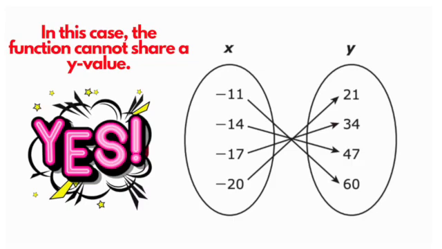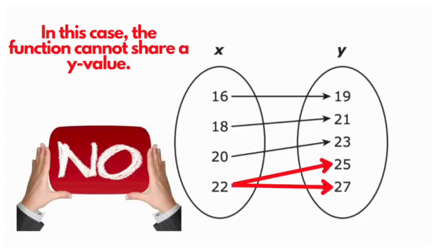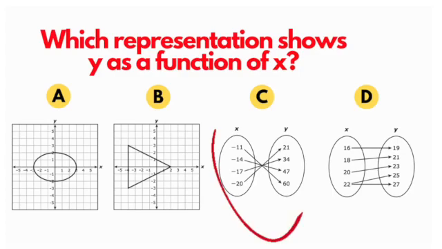That mapping works. So we have our answer, but let's look at our last one so we can see what that mapping looks like when it is not a function. So we see 16 matches with 19, that's one. 18 matches with 21, that's one map. 20 matches with 23, but if you'll notice, 22 actually matches with two y values. So we have 22 matches with 25 and 27. So that doesn't work. So our correct answer choice on this one would be C.